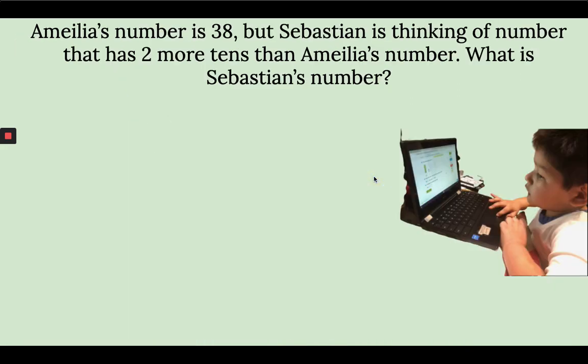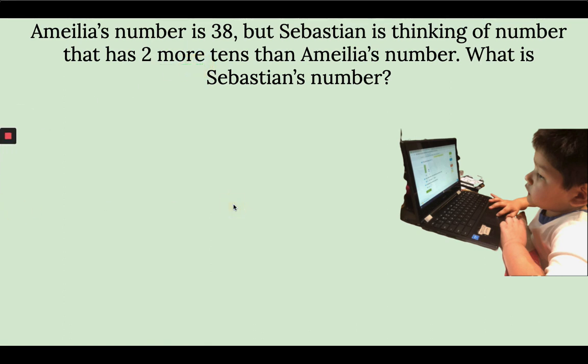But Sebastian is thinking of a number that has 2 more tens than Amelia's number. What is Sebastian's number? So last week we talked about this sentence, 2 more tens. That word more, I'm going to circle it because it's really important. So Sebastian's number has 2 more tens. Does that mean Sebastian's number is going to be bigger or smaller? That's right. More means adding, so Sebastian's number is going to be bigger.